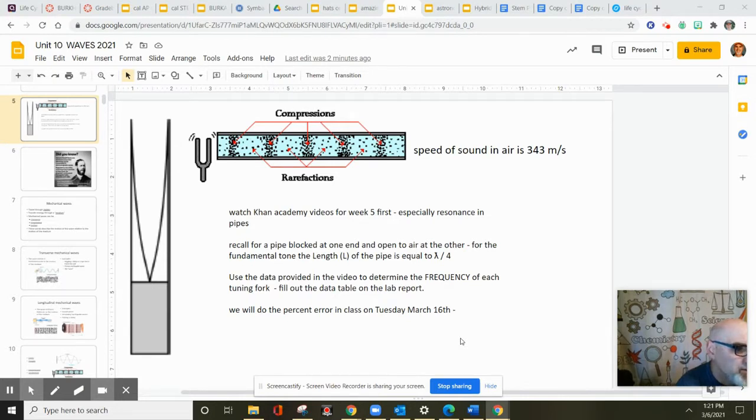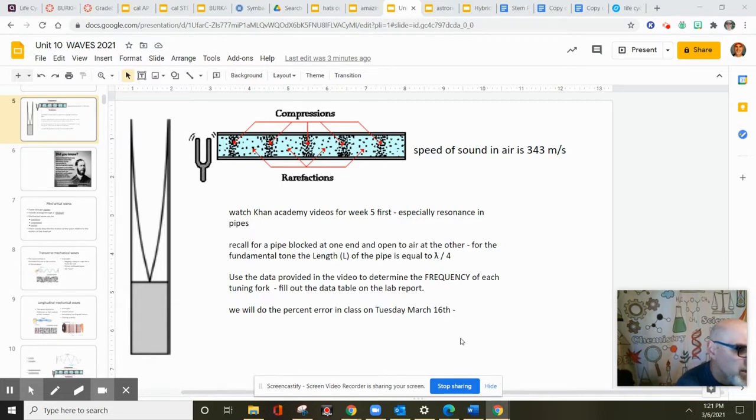So the top picture is showing you a tuning fork resonating air in a pipe. So you can see that's what's happening physically as the air is being agitated and you get these compressions and rarefactions. Another way to model that wave is the picture on the left, which is showing you how the air is being modeled in the video, and they show you why that model works.